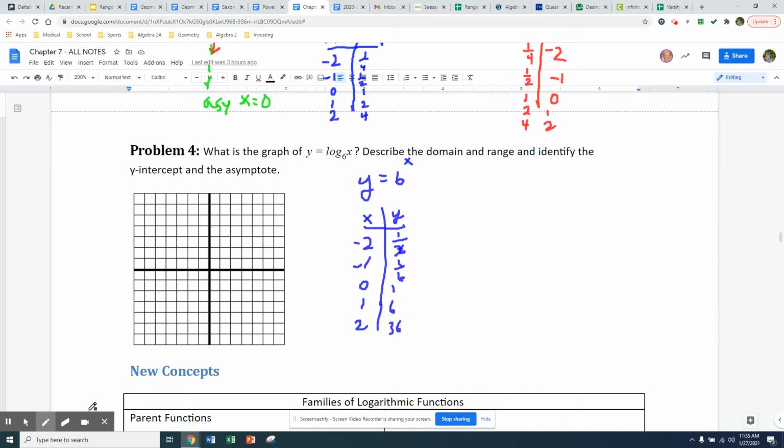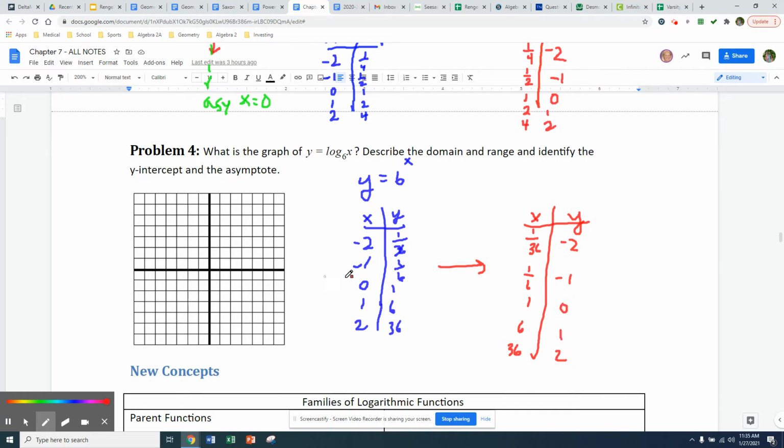36. Then the log base 6 of x is going to be the inverse of that. So simply take all of those x and y values you just found, and reverse them. So the x's now are the y coordinates, and the y's are the x coordinates: negative 2, negative 1, 0, 1, and 2. Then we can head over to our graph, and we can graph that out.